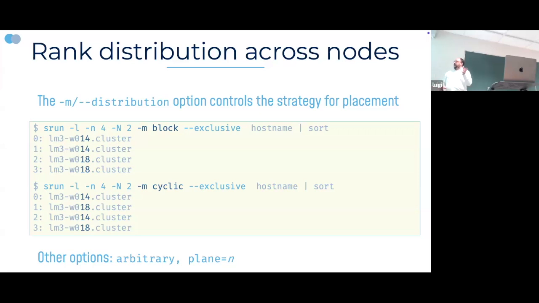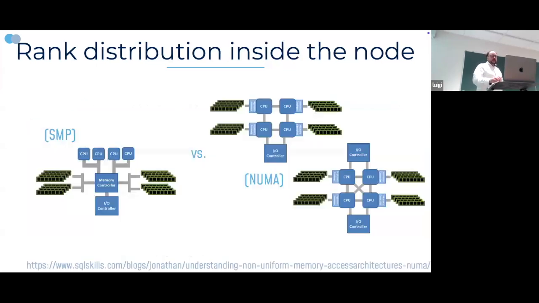If you want the opposite, you can use cyclic. Here, Slurm will put the first task on the first node of the allocation, the second task on the second node of the allocation, and then the third task, because there are 2 nodes, back on the first node. So it's cycling through all the nodes. And you end up with MPI ranks which are distributed completely differently. Is that clear?